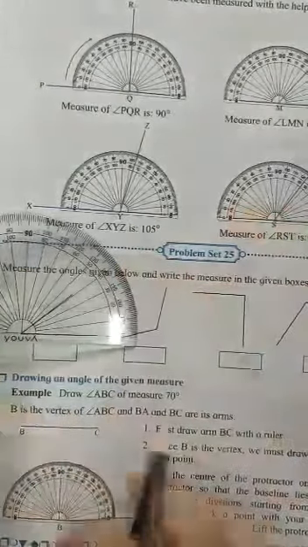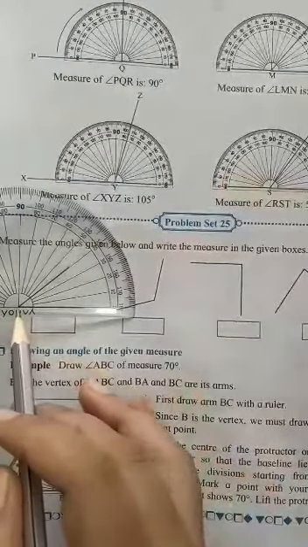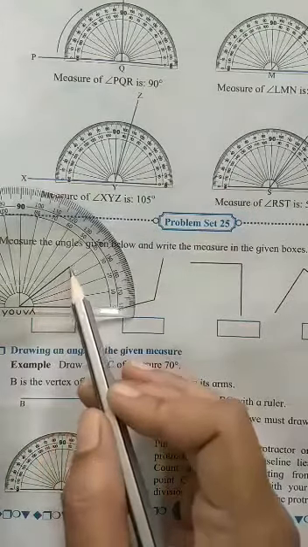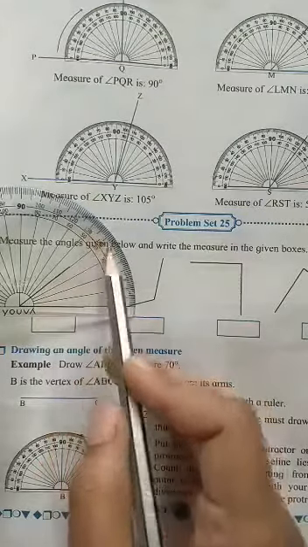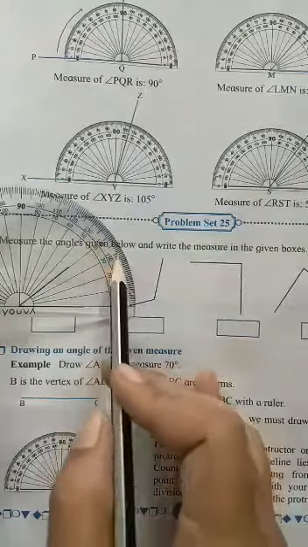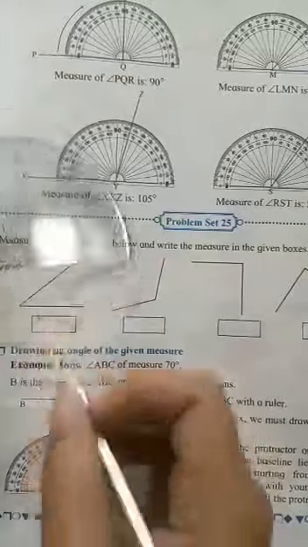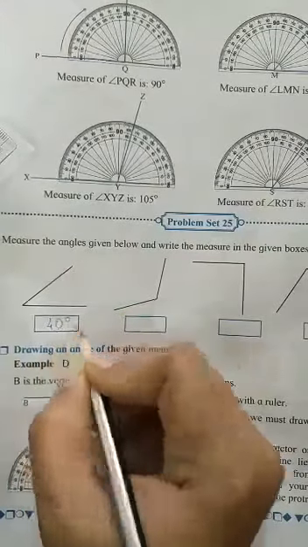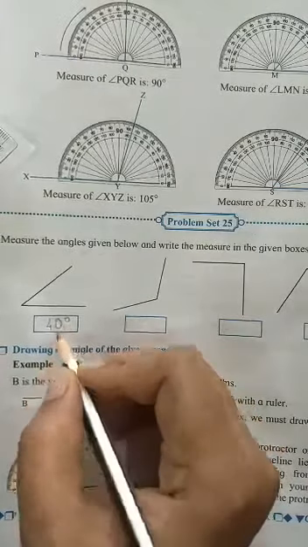Understood? See here. Can you see here clearly? Yes. So this is the line. Can you see the measure? The second arm goes where? At 40. We are not going to see the outer numbers, we are going to see the inner numbers. So the inner number shows us 40. So we will write here 40 degrees. Understood? This is the degree which we have to show with the angle.